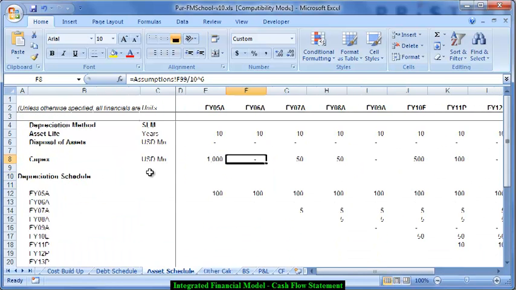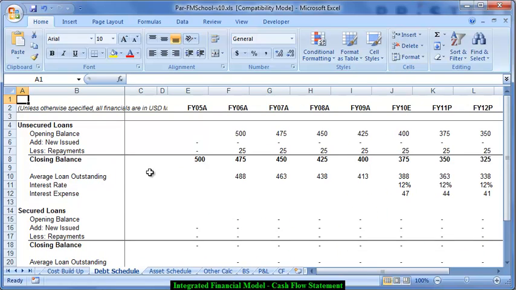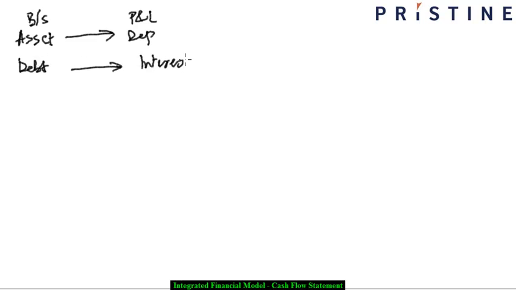There were three things that were cutting across the P&L and the balance sheet. So for example, in our balance sheet, we had the asset that flowed into the P&L in the form of depreciation. In the balance sheet, we had the debt that had the interest component in the P&L. In the P&L, we had the profit after tax that flowed in the balance sheet in the form of shareholders' equity or the reserves in the form of retained earnings, right?